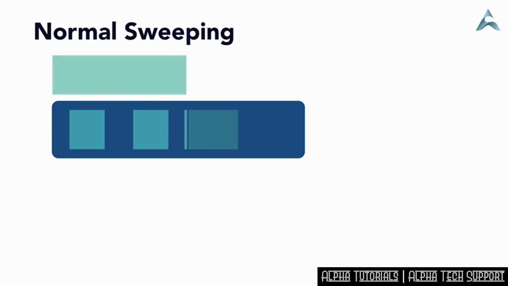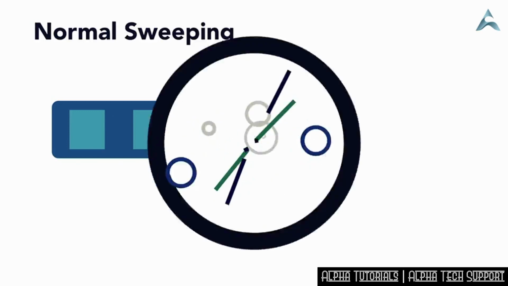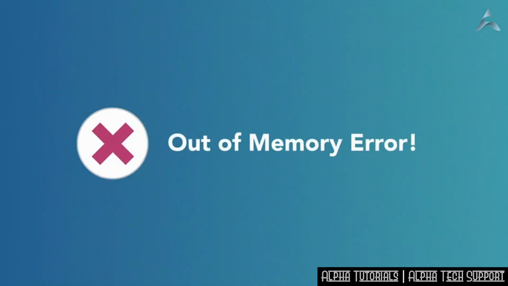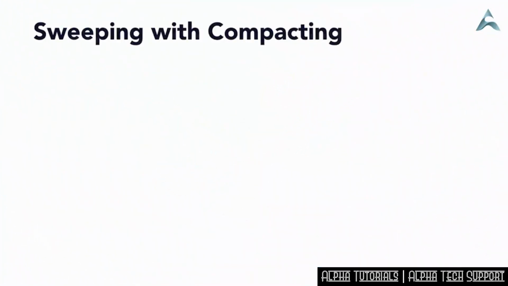And say we want to store an even bigger value, and technically there would be enough space for this value, but it cannot fit at the end, so this will actually result in not enough space available and eventually an out-of-memory error. So this could have been avoided if we would have used the second option for sweeping with compacting.